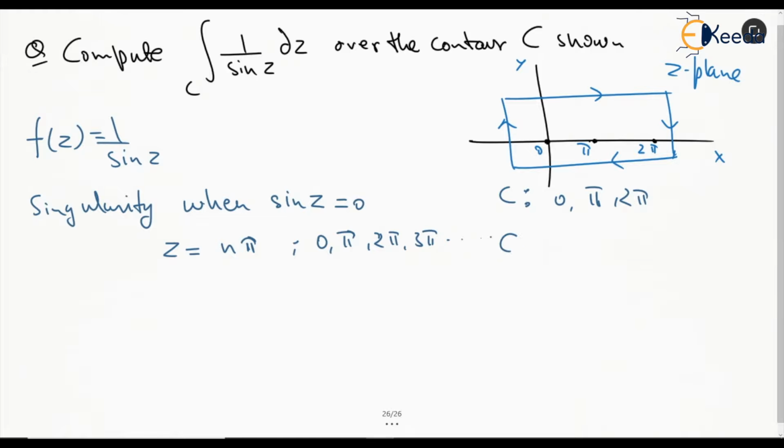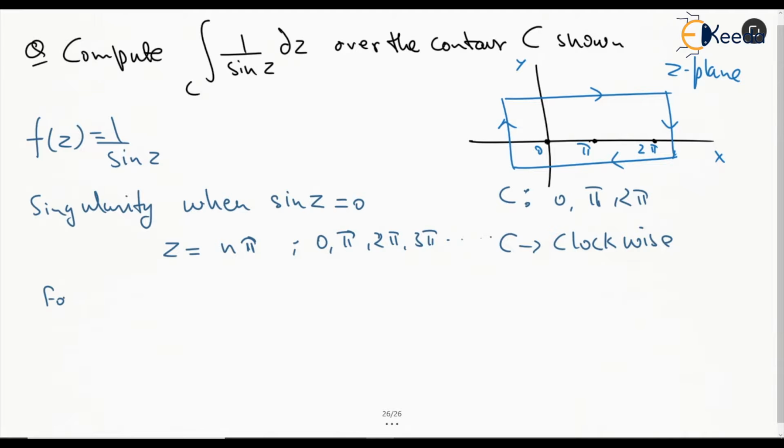Also, this C is clockwise. So we'll have to take care, we'll write minus of 2 pi I sum of the residues at the points. Right? So let's find the residues.